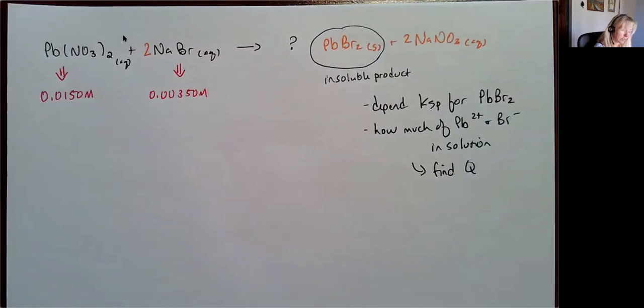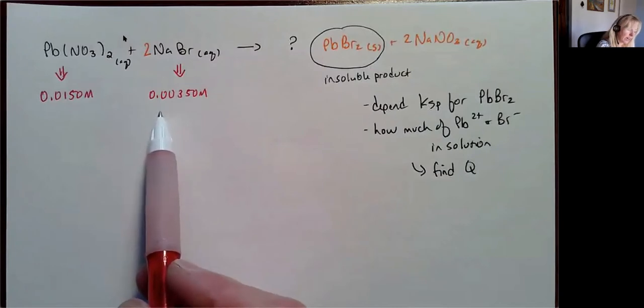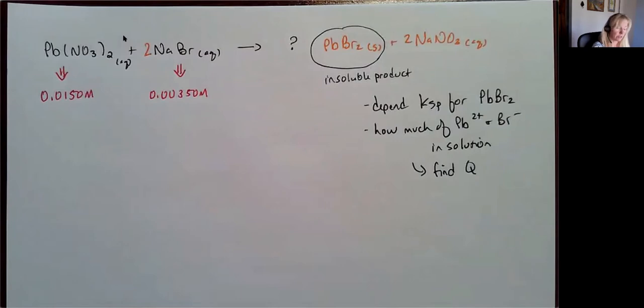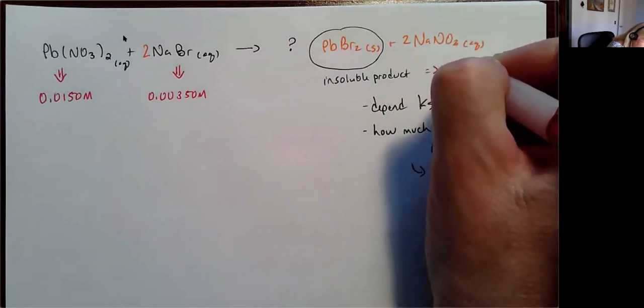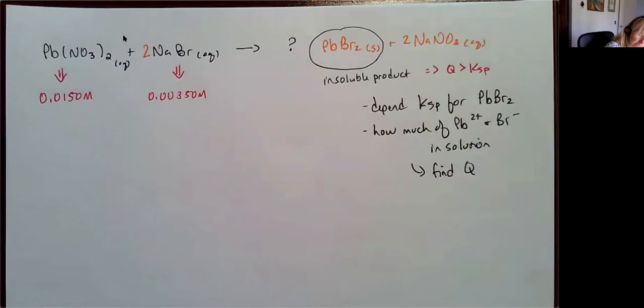So I have to determine, are these sufficiently concentrated in both of the ions that it's going to push me into that supersaturated region where Q is greater than K, and then I'll see an insoluble product. Only if Q is greater than KSP am I going to see that. So I'm going to set up Q first.